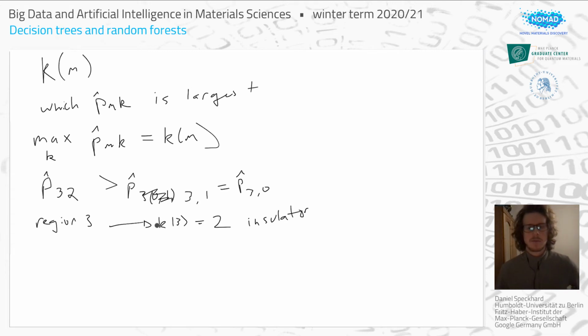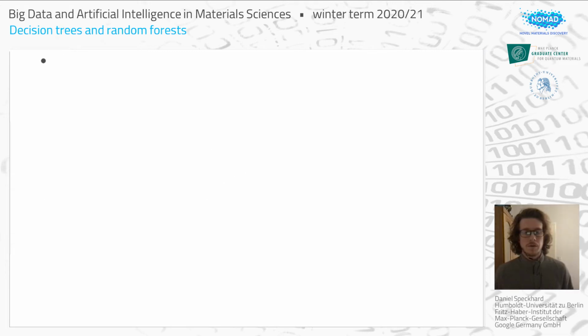Great, so now we know how to get our class labels from our regions by using these estimated probabilities. We didn't yet figure out how to get these regions. Before, we just did this by hand. How do we get these regions R of M? How do we split our different feature variables so that we get different regions? To do so, we're going to need first a cost function.